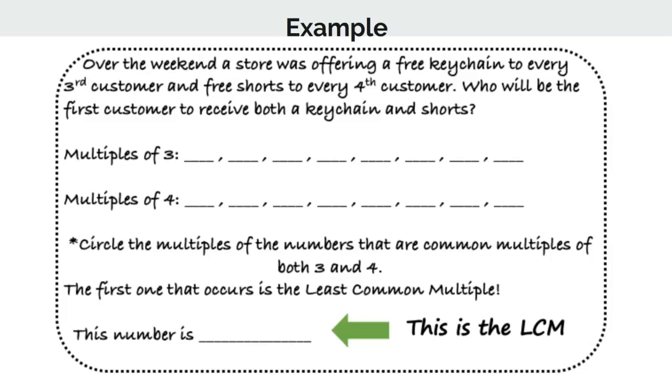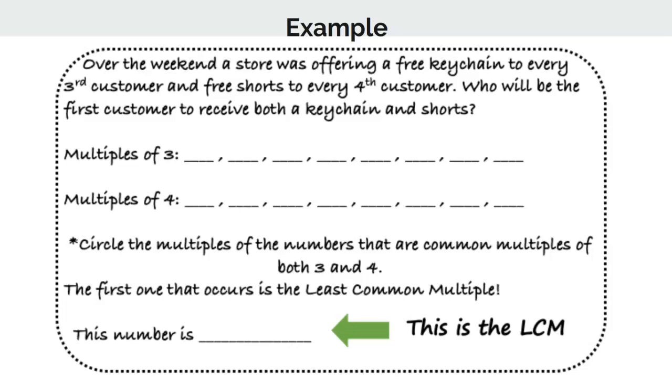It says, over the weekend, a store was offering a free keychain to every 3rd customer and free shorts to every 4th customer. Who will be the first customer to receive both a keychain and shorts? Since we're looking for a multiple, we know we're going to do least common multiple. Okay, so our two numbers are 3 and 4.